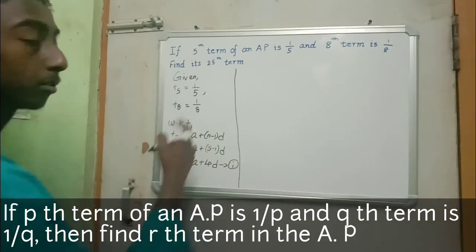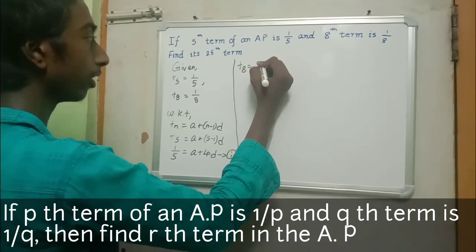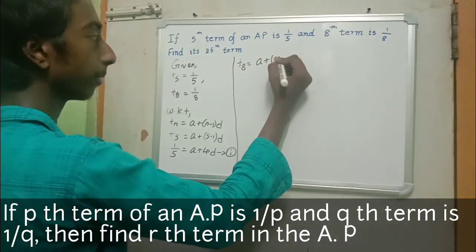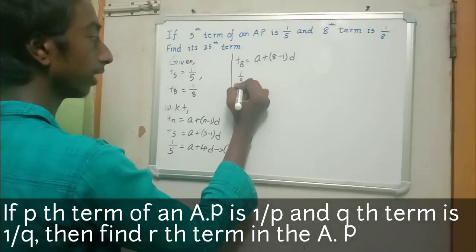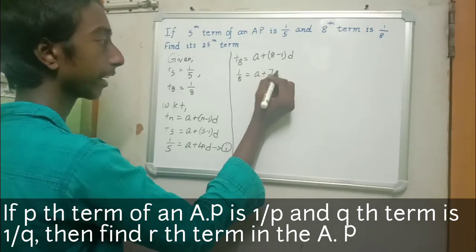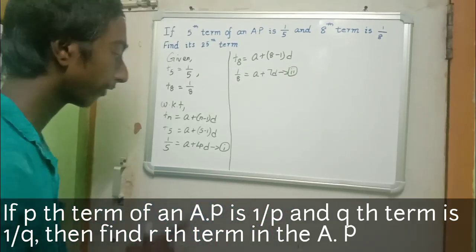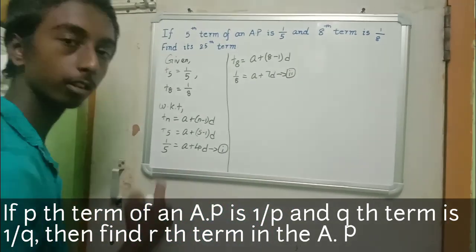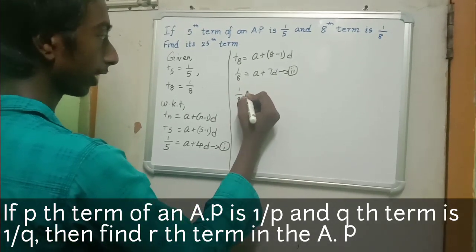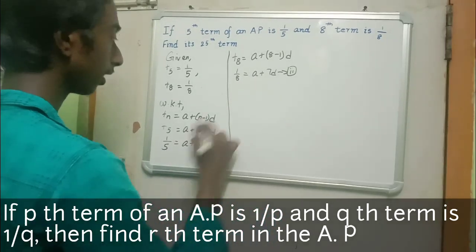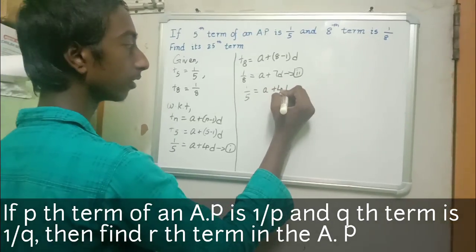Let's do the same for this one also. T8 equals a plus (8 minus 1) into d. T8 is given as 1 by 8, so 1 by 8 equals a plus 7d. Let's make it equation 2. Let's simplify 1 and 2 to find the common difference. 1 by 8 equals a plus 7d, and 1 by 5 equals a plus 4d.